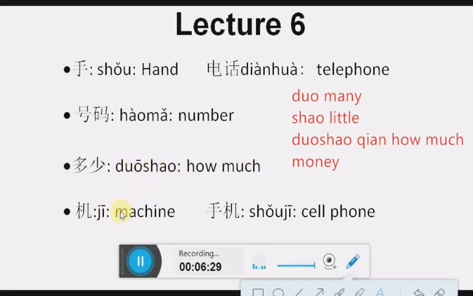Next word is ji. Ji means machine. Wherever there is ji, it means machine. It is used for machine. For example, shou ji. Shou means hand and ji means machine. So all together it becomes cell phone. Shou ji, curved tone, then flat tone. Cell phone.